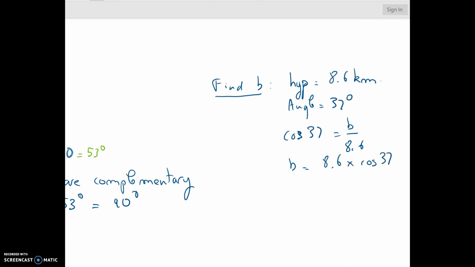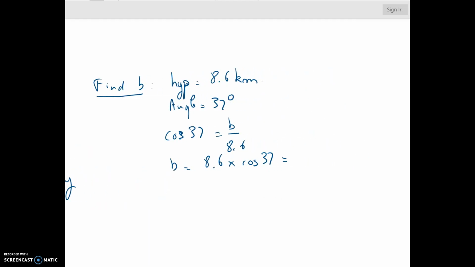I must be very careful when I'm going to plot this value inside my calculator by making sure that I am in degree mode. And I'm supposed to find the value of B equal to 6.9 kilometer.